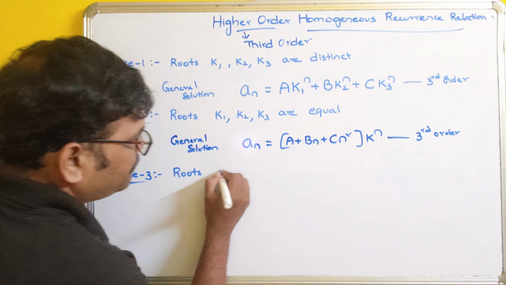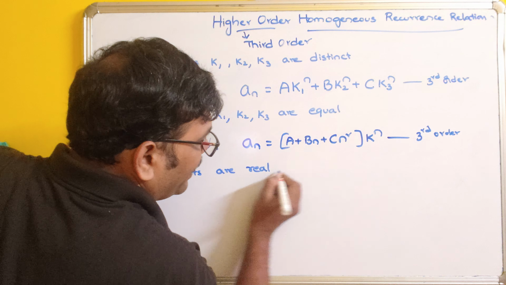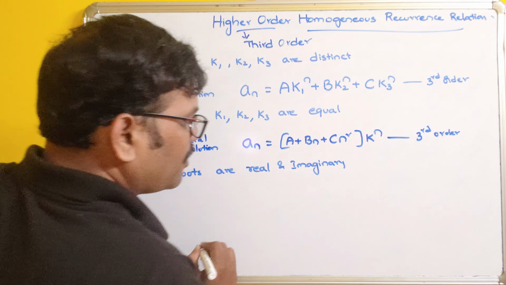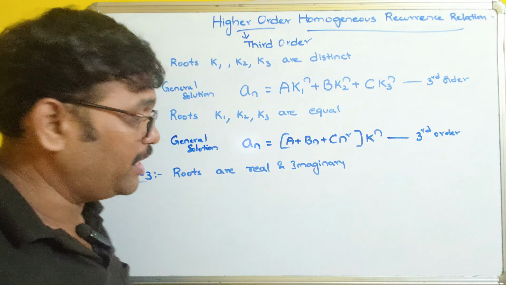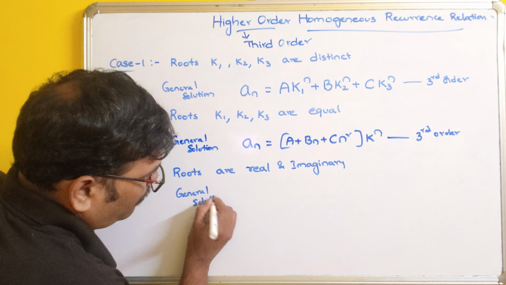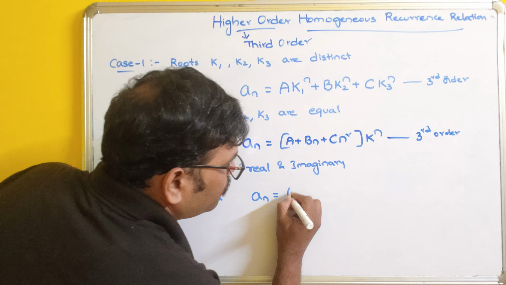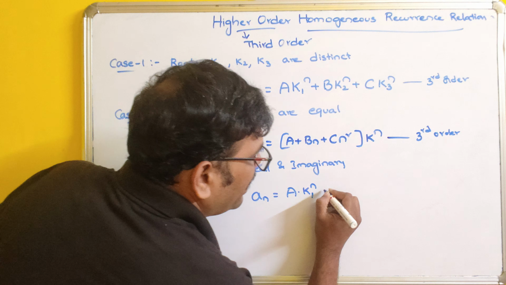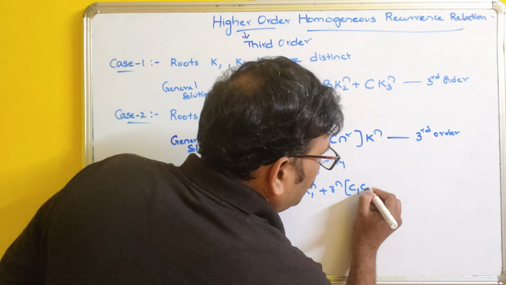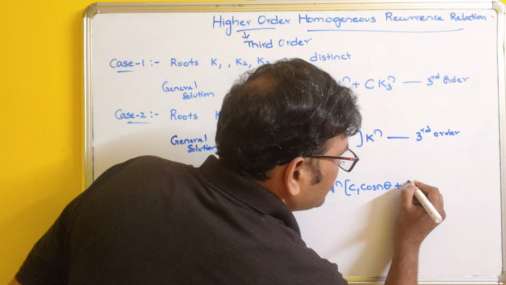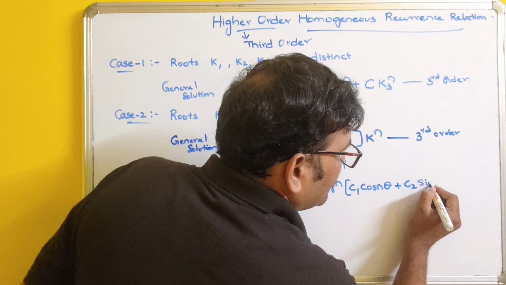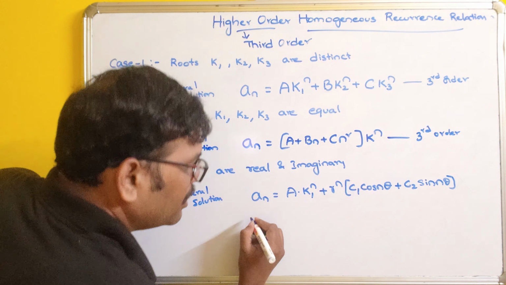Roots are real and imaginary. Okay, real and imaginary. If roots are real and imaginary, then the general solution will be a_n = A·k1^n + r^n (c1 cos nθ + c2 sin nθ).